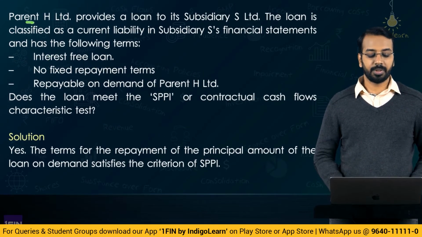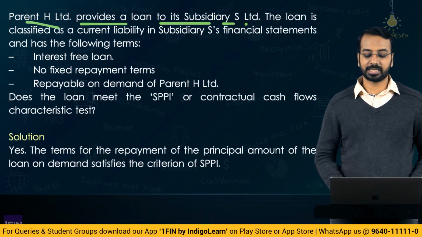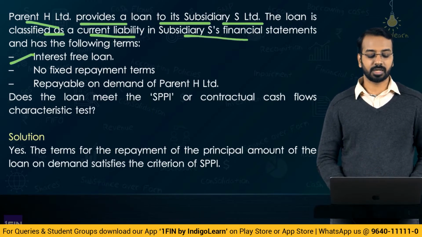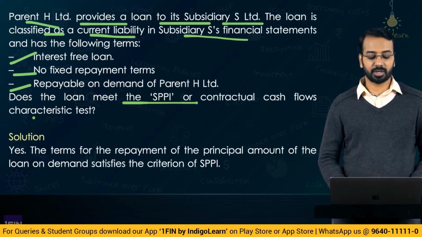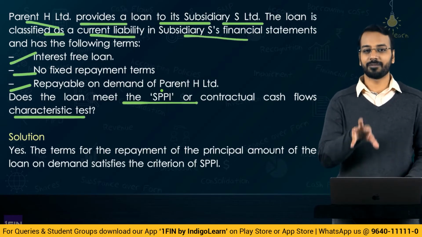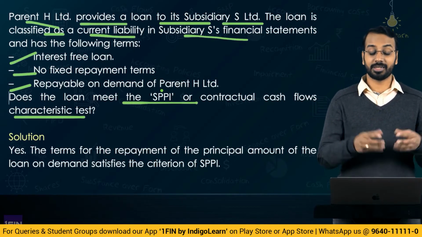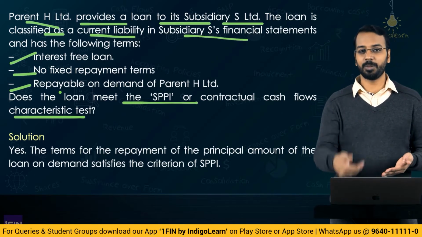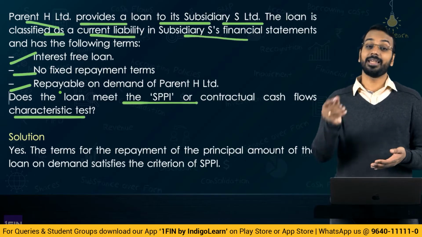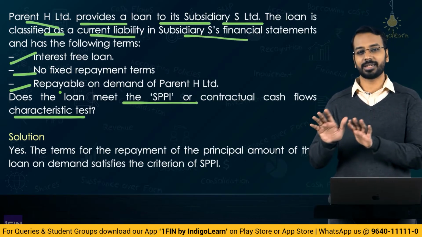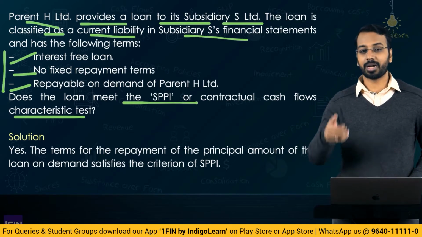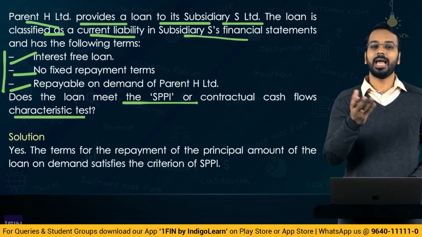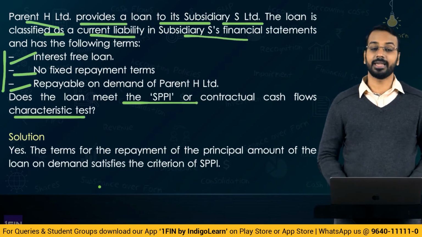Moving on, the next question. Parent H Limited provides a loan to its subsidiary S Limited. The loan is classified as current liability in subsidiary S's financial statement and has the following terms: interest free, no fixed repayment terms, repayable on demand. Does the loan meet the SPPI or contractual cash flow characteristic test? So basically, does the payment here reflect solely the payment of principal and interest? Yes, because there is nothing else being paid. Whatever is being paid is the repayment of principal, and yes, there will be an implied component of interest, which we will understand subsequently when we do the accounting part of it, right? So here, even though it's an interest free loan, the repayment part is only the payment of principal and interest on principal outstanding, and hence that criteria is met.